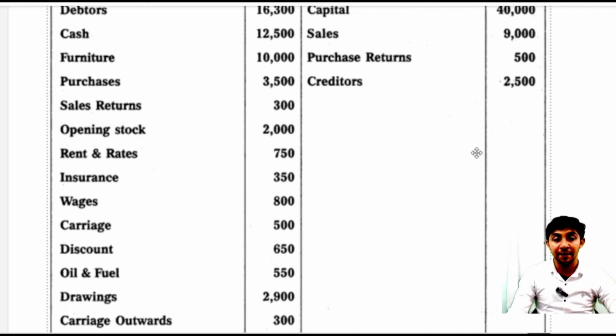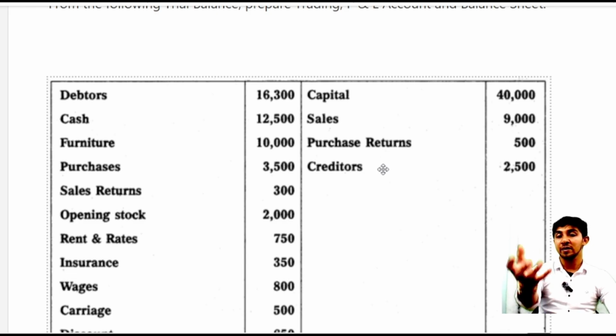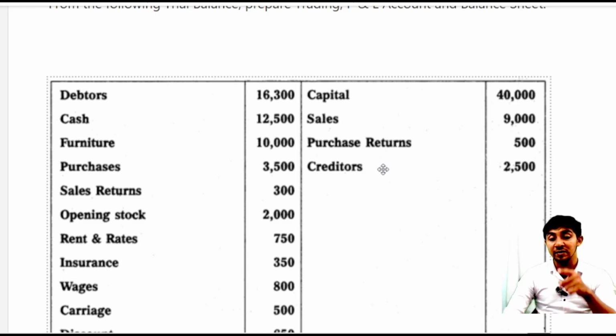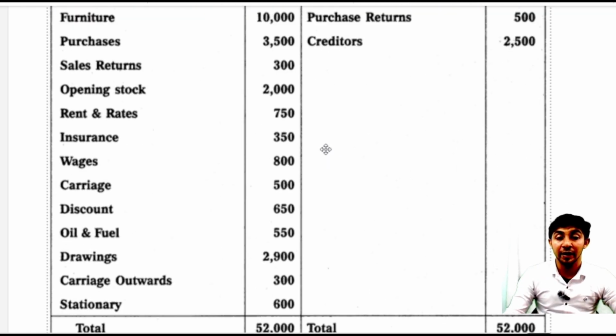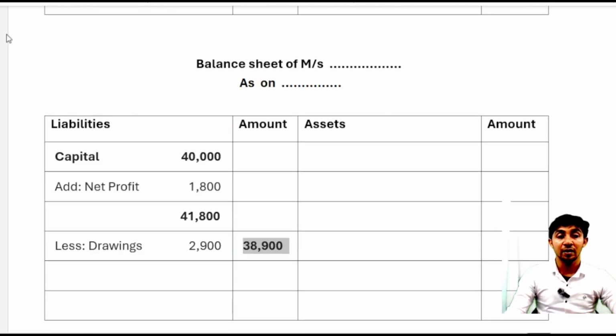Then we need to search for the other liabilities which will appear on the credit side of the trial balance. So go to the credit side of the trial balance and search for liabilities. Capital is our liability, sales is our income, purchase return is an adjustment to purchases, and creditors is our liability. What do we call a liability? The responsibility to pay. Creditors means if you buy goods on credit from a supplier, it is your responsibility to pay them. So creditors is our liability. Directly we'll move towards the liability side of the balance sheet and write creditors, that is 2,500.